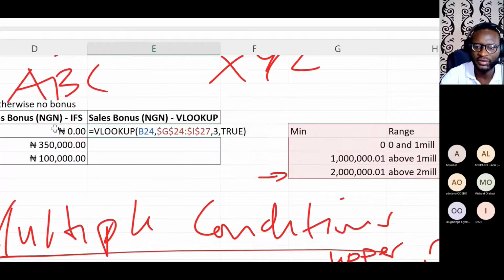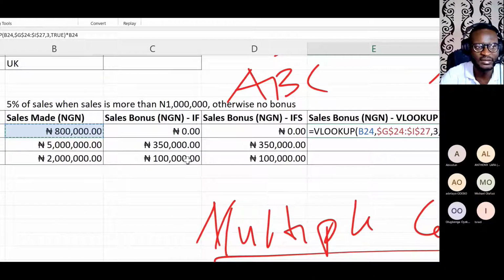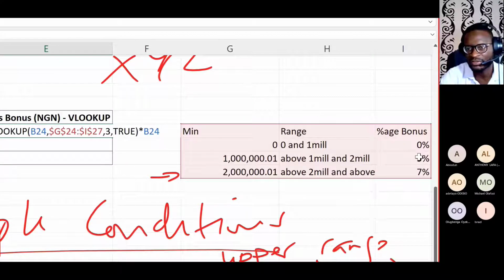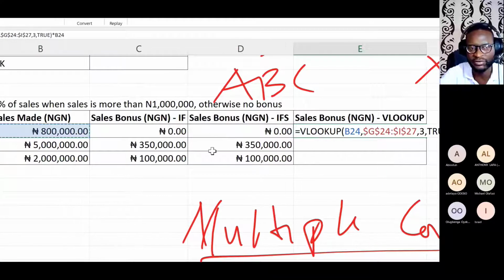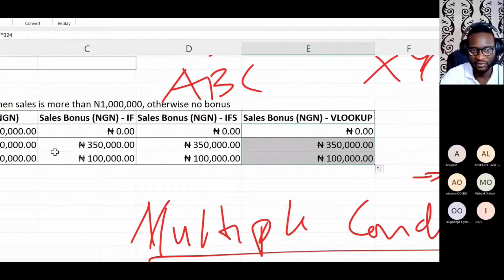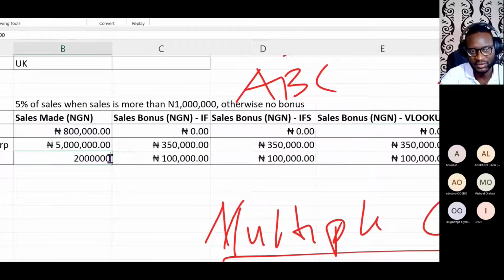Then I say times what you actually did, right? So that way it will get for me the appropriate bonus percentage to apply. It multiplies it by your original sales value. And if we drag it down, I'm going to get the same thing. And if I come here and I change this.